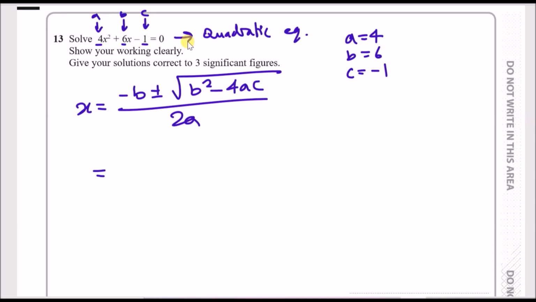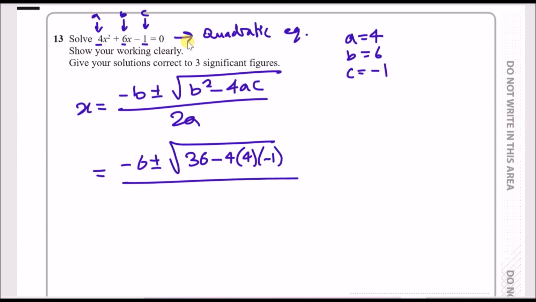Now plug it in carefully. So you've got minus b, so minus 6 plus minus the big square root sign, and then b squared, which is 6 squared, which is 36, minus, and now when you pop in values that are stuck together, wrap them in a bracket. So you get 4 bracket, which is the a, 4, and the c, which is minus 1. All of that over 2 times 4, which is a.